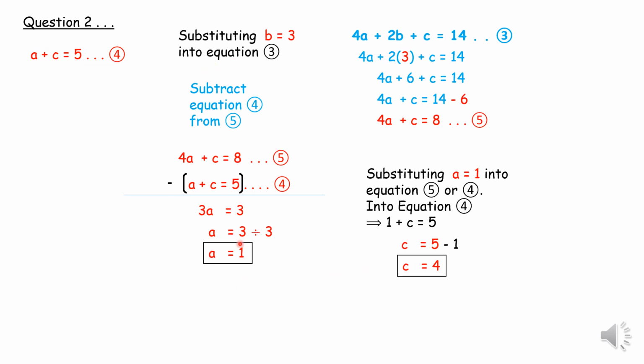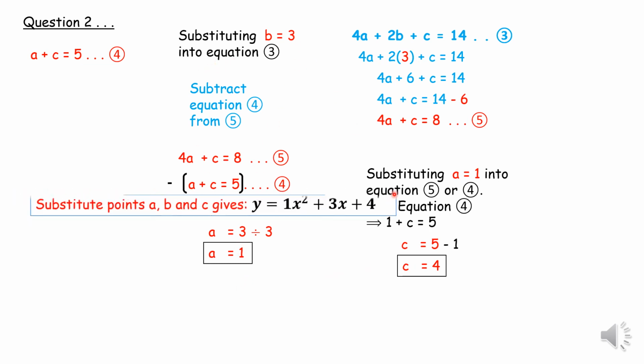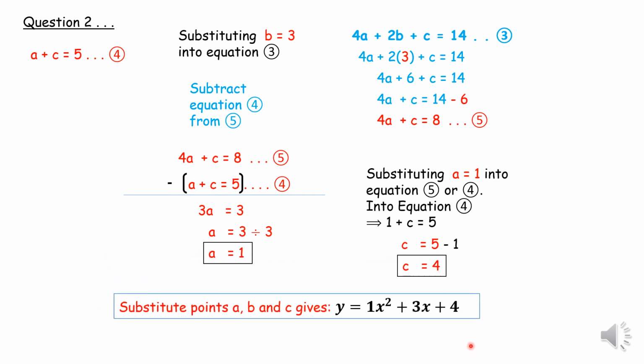So now I know A is 1, B is 3, and C is 4. So I can actually then complete my equation as y equals to 1x squared plus 3x plus 4. All right, no need to write a 1, but that is what you can do.